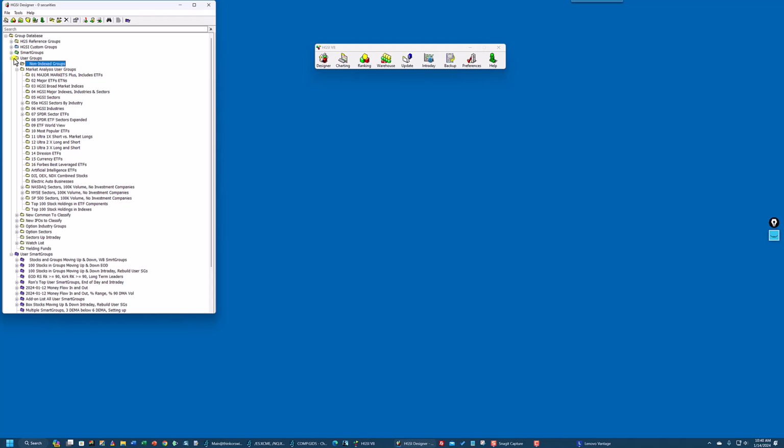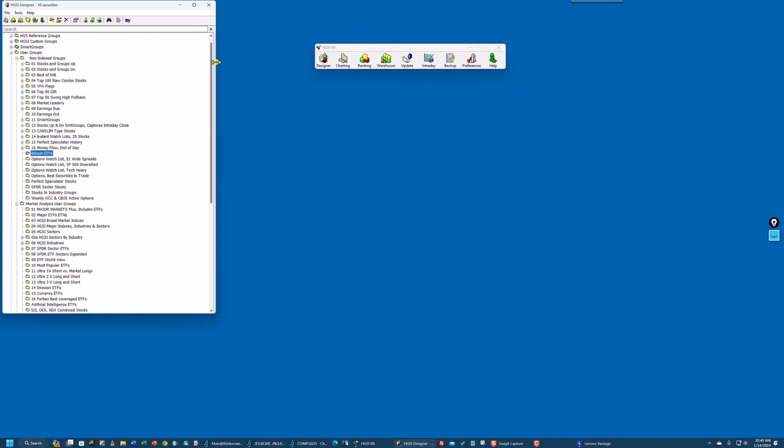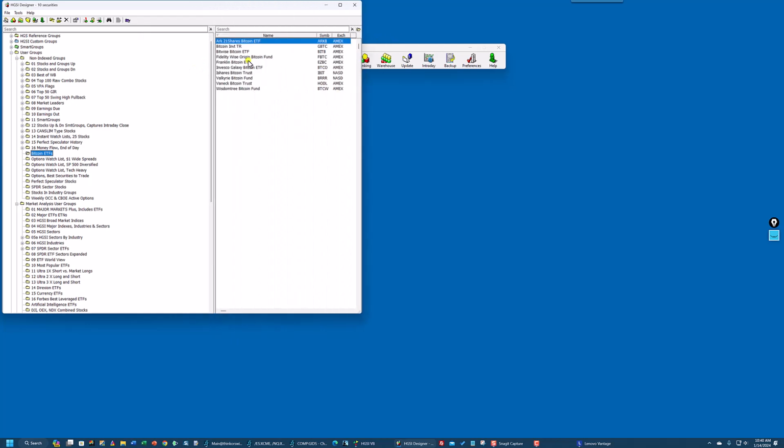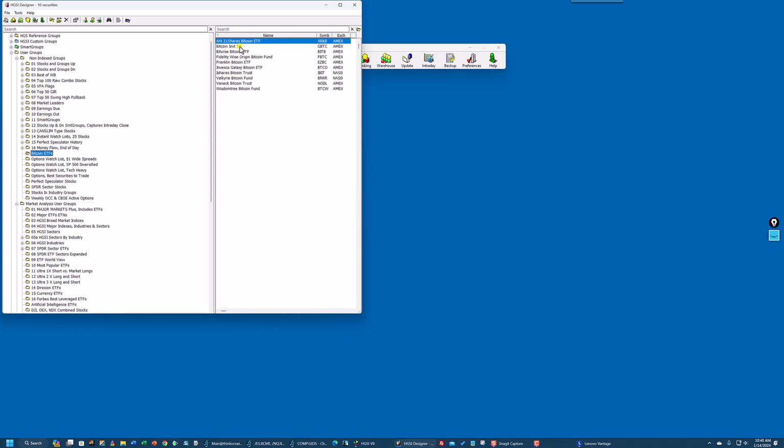Now in the designer, I want to point out a couple of things. In the non-index groups, I added the, see if I can drag this, the Bitcoin ETFs in case you're interested in speculating, and I do mean speculating in any of these ETFs. You'll find these after folder number 16. These just started trading. I'll just bring one up.